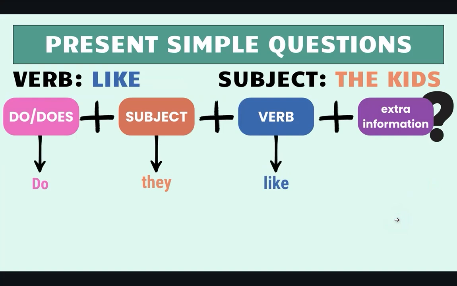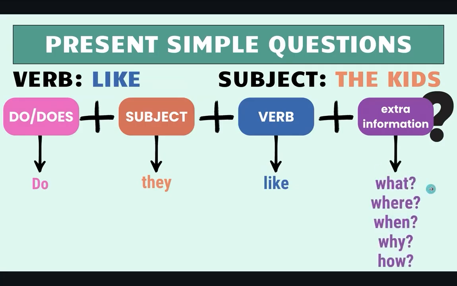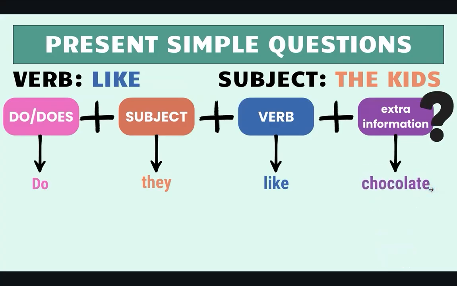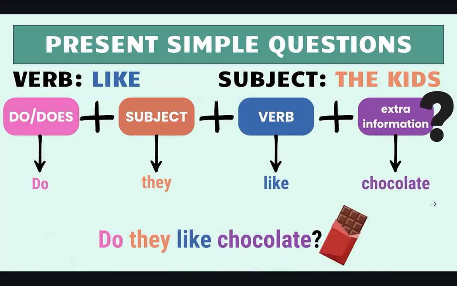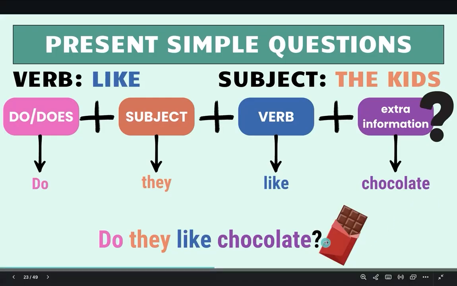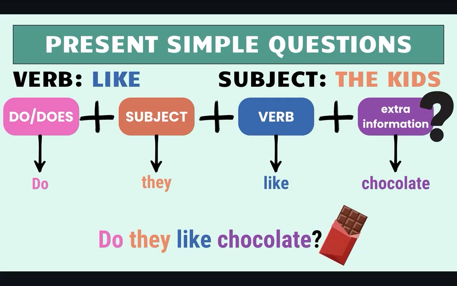We never change the verb after do or does. We always use the base verb. And then finally, the extra information. What are we asking about the kids? What do we want to know? So do they like chocolate? So our question is, do they like chocolate or do the kids like chocolate? And you'll notice we have a question mark at the end of our written question. That's very important when you are writing in English.